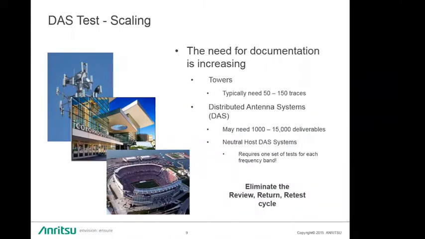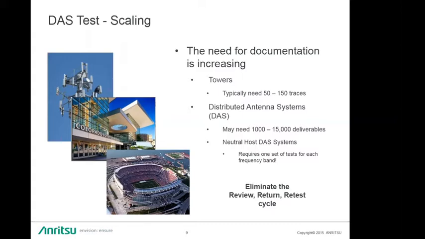Now we come to the biggest deal with DAS testing, and that's scaling. Okay? When we were rolling out towers all over the world, typically there might be 25, 50, 100, maybe even 150 traces. These could be handled manually with software tools like line sweep tools, where we go through and one at a time, we look at the traces, we make sure the titles, the subtitles are proper, we make sure the limit lines are where they're supposed to be, and all that stuff.